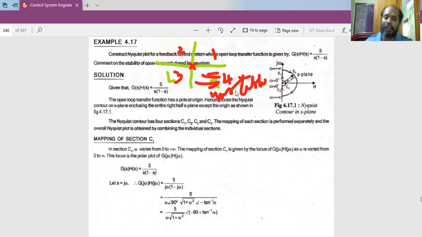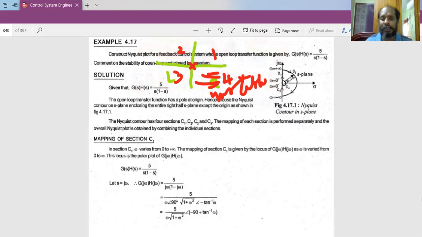We have to verify whether the closed loop system is stable or not using Nyquist stability. So again we have to form a Nyquist contour in the S plane. Since you are having a pole on the imaginary axis, you take a detour around that particular point. You are not considering that point.